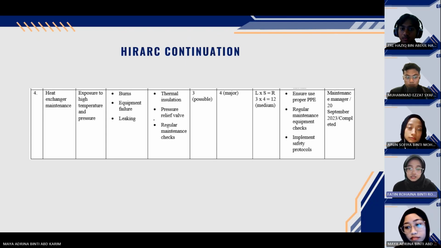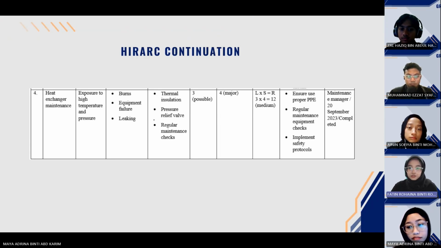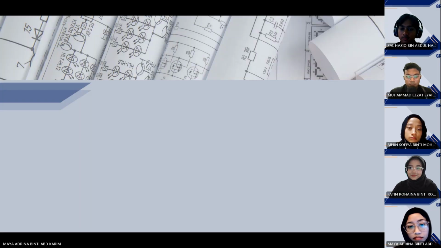So what I can say is, by implementing the recommended control measures, we can significantly reduce the risk associated with this hazard and ensure a safer working environment. Next, I will pass to the next presenter. So thank you, Fatin Rohaina.